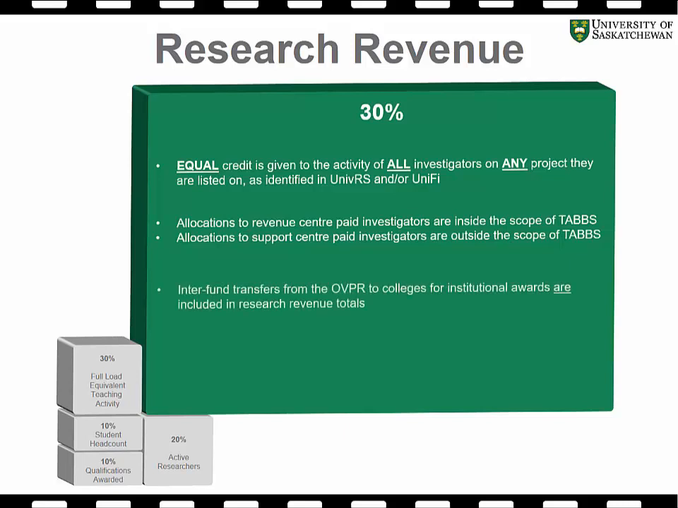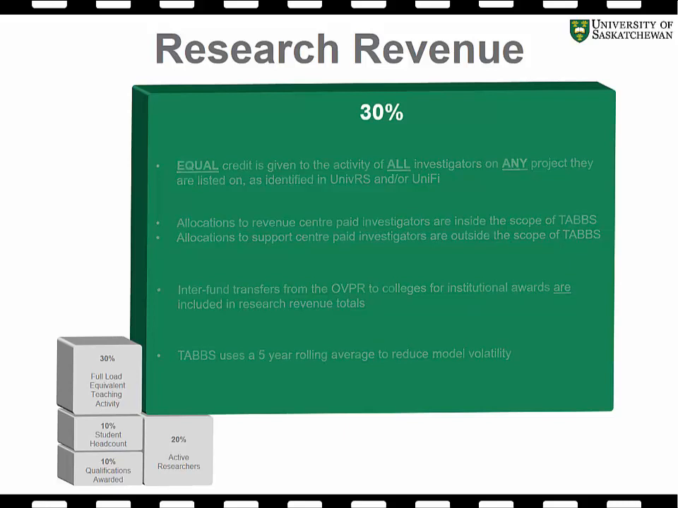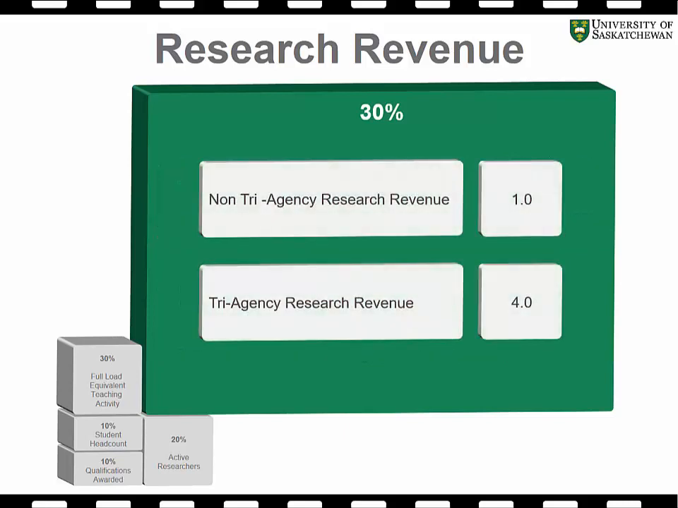Interfund transfers from the Office of the Vice President Research to colleges for institutional awards are included in the research revenue totals. Research revenue can vary greatly year to year, so to provide more stability in the model, a 5-year rolling average of this metric is used. With this metric, non-tri-agency research revenue has a weighting of 1, while tri-agency research revenue has a weighting of 4.